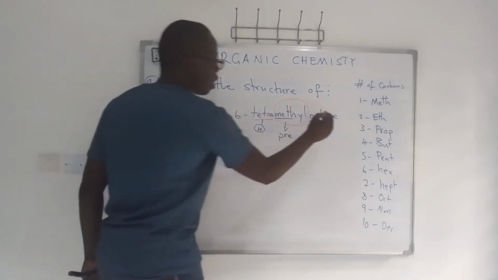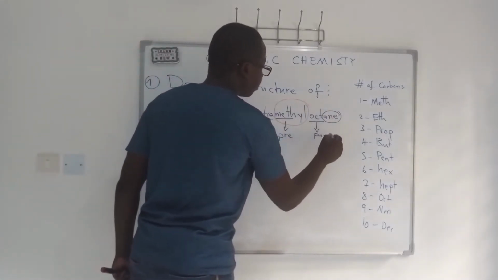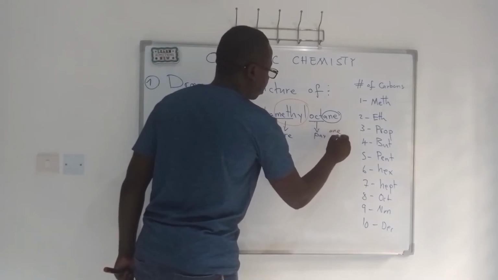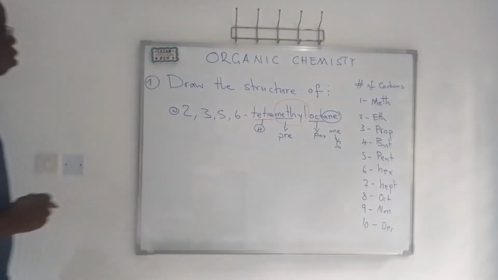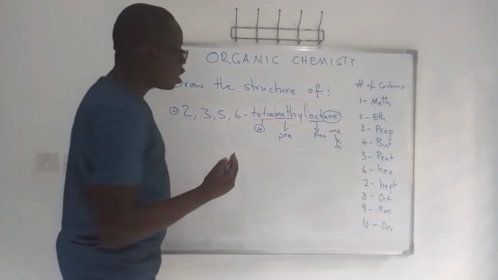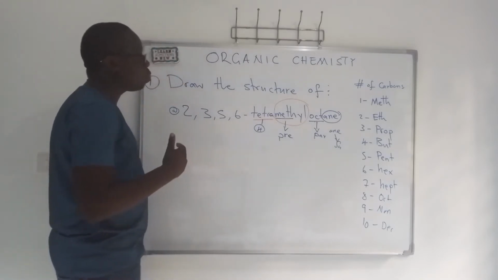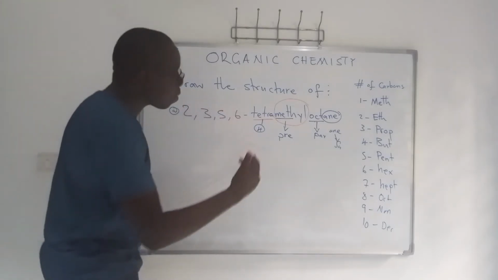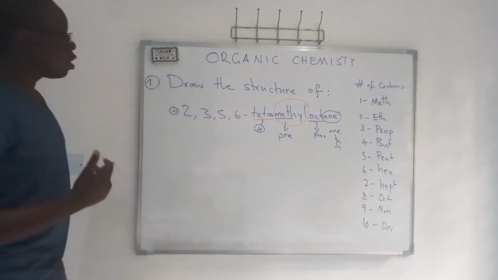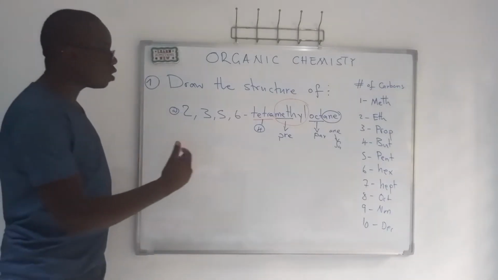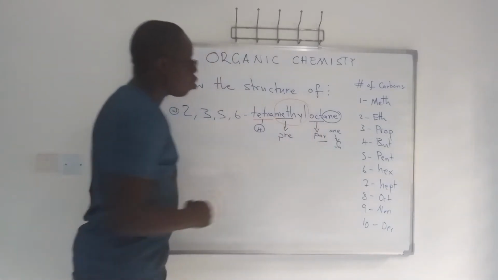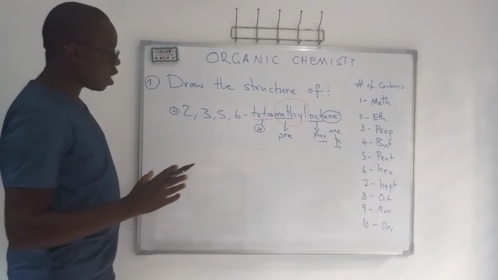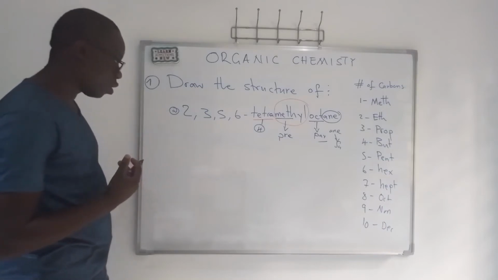And then we have the last letters, that is the ane. It gives us the suffix of the compound. Now, the suffix tells us the bonds that is between carbon-carbon bond. So it tells us what type of bond is linking the carbons in the parent compound. So let's start now to see how we draw this structure.